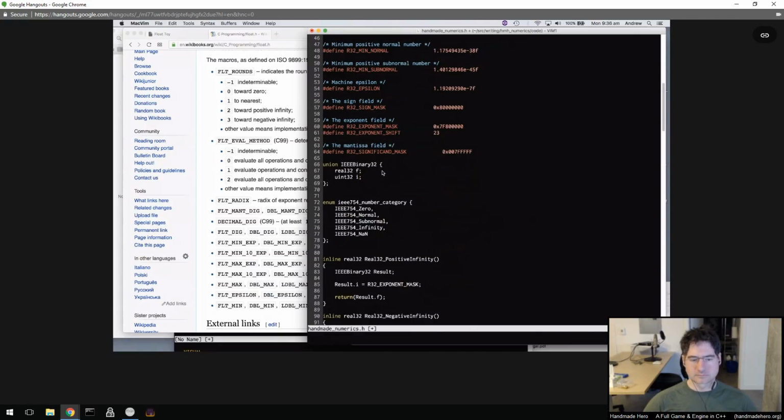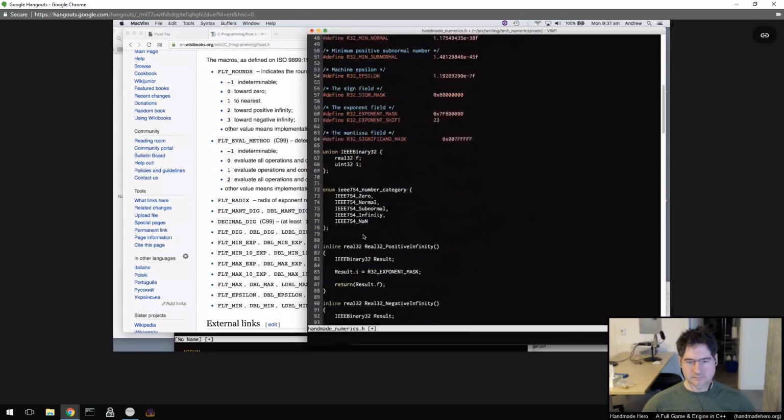All right, so I've got a little enum here because this is useful for some of the basic operations to work out the numbers: 0, normal, subnormal, infinity, or NaN. We'll see an example of that in a minute.